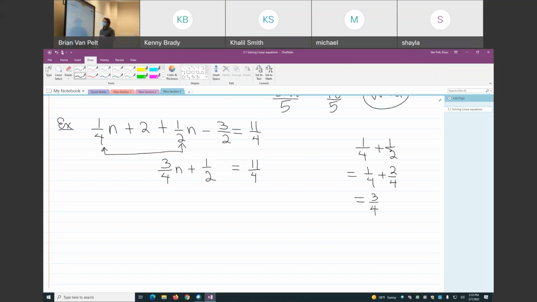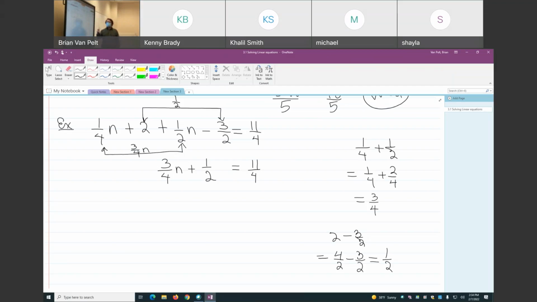The other piece was 2 minus 3/2. That's the same as 4/2 minus 3/2. So if you don't want to multiply through and cancel all the fractions immediately, you could work it this way.